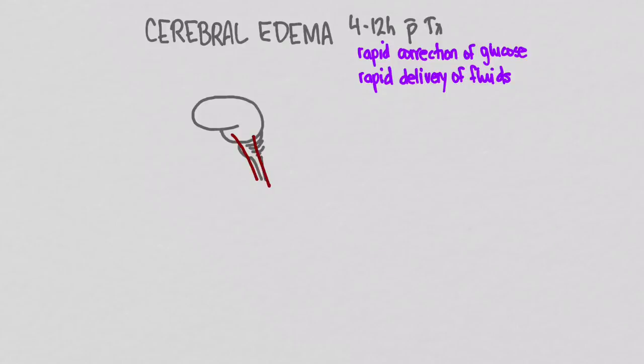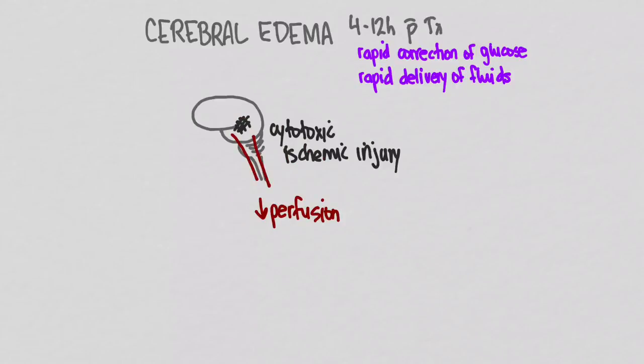Now, the problem with this is you can also get brain injury by not giving enough fluids. So the hyperperfusion is going to lead to cytotoxic and ischemic injury in the brain. So it almost seems like you're damned if you do and you're damned if you don't. You can't give too much fluid too quickly, but you can't give too little fluid without causing problems.